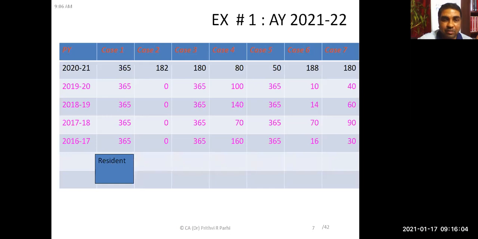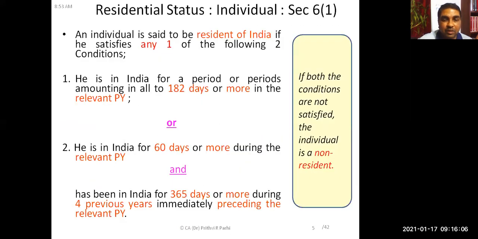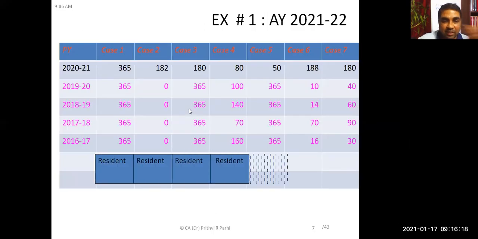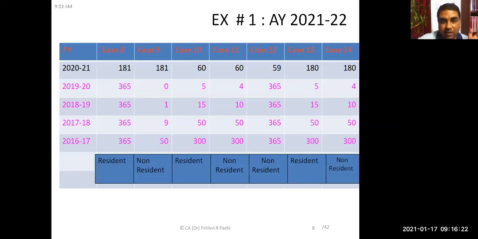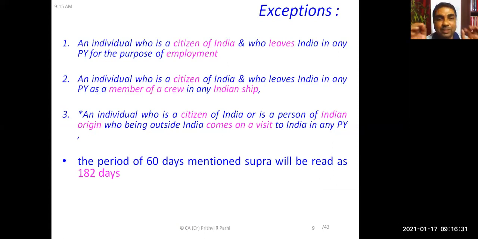Now you see, the first condition is complied. Why check the second condition? You can see any one of the following conditions needs to be satisfied. One condition is satisfied. Is it clear to you? Yes, sir. Now you see, so far so simple, so nice, but we'll see some exceptions.